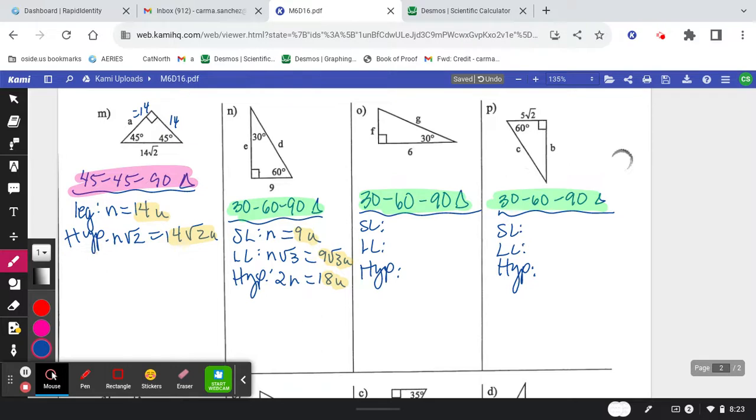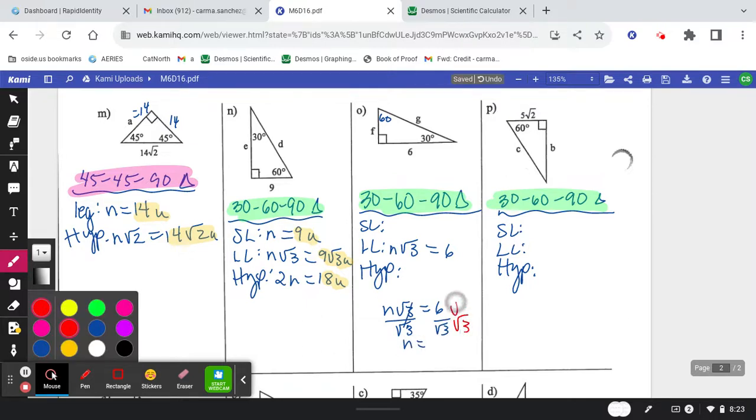Okay, let's see how you did. This one, you have the leg across from the 60, in a 30, 60, 90. So the long leg, the n root 3, is 6. So we have to solve backwards for n by dividing by root 3. But I can't leave root 3 in the denominator, so I rationalize that denominator. And I get 6 root 3 over 3, which works out to 2 root 3. All that work was for the n, and so now I double that for the hypotenuse. My 2n is going to be 4 root 3. How'd you do?